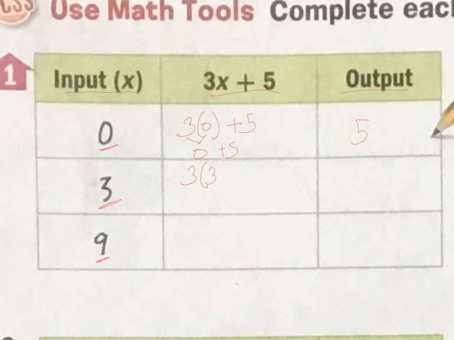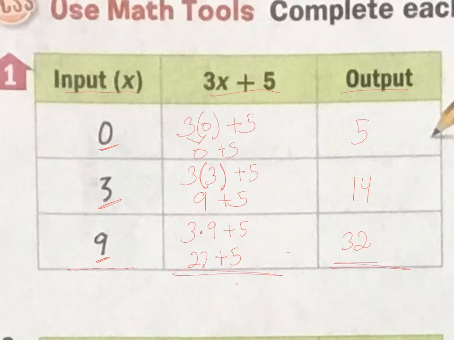3 times 3 plus 5. I put the parentheses here as a way of just saying it's 3 times 3. And when I do 3 times 3, it's 9, plus 5 gets me 14. Okay, 3, I could put a little dot here, times 9 plus 5. And that would get me 27 plus 5. 27 plus 5 is 32. Okay, so I got all my inputs, got my outputs, here's my functions.